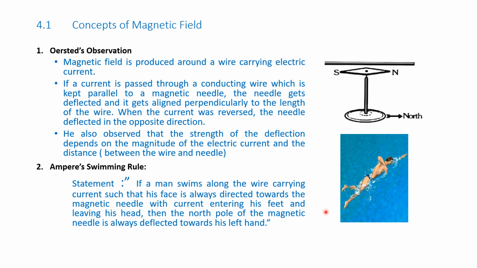In its simplest form, it is an imaginary situation that if a man is swimming with his face directed towards the magnetic needle, and the current enters the feet and leaves the head, then the north pole of the magnetic needle is always deflected towards his left. This was the swimming rule to know the direction of the magnetic field or magnetic deflection in the magnetic needle.